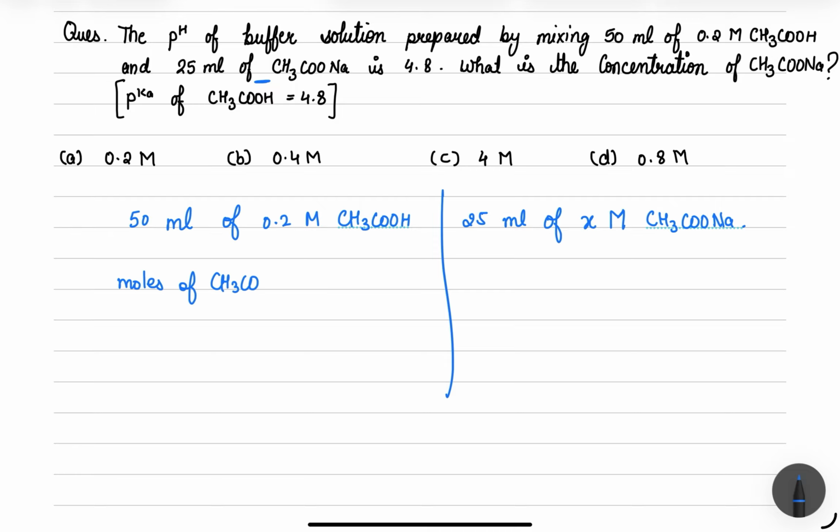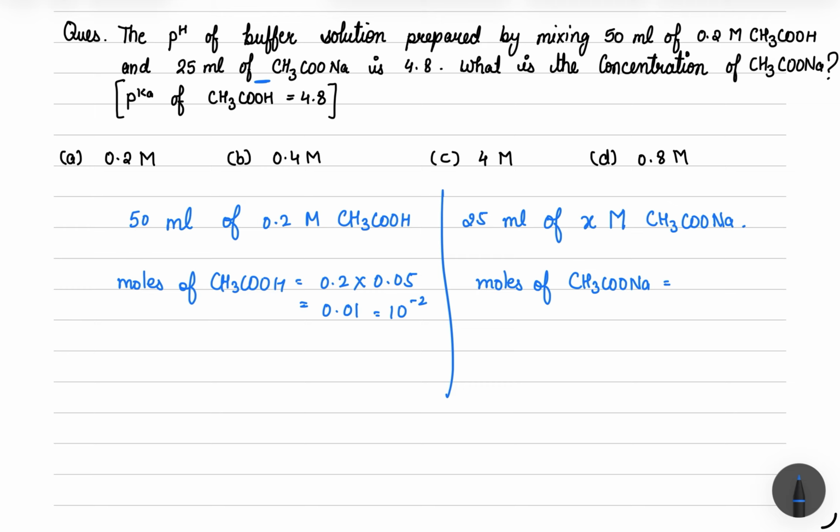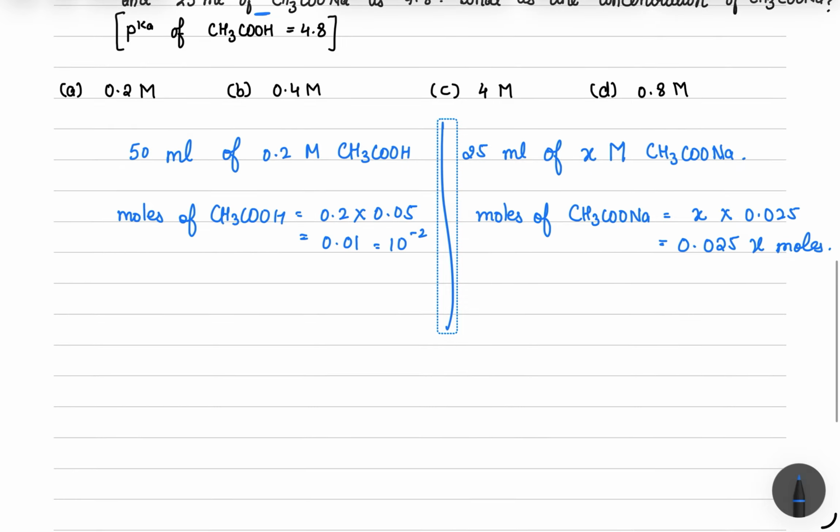So from here we can calculate moles of acetic acid, moles, molarity 0.2 into volume in liter, so that will be 0.05. So it will come 0.01, that is 10 raised to power minus 2. Moles of sodium acetate, that is salt, that will be equal to again molarity x into volume in liter. So it will come 0.025 x moles. Okay, these are number of moles. So moles we have calculated.